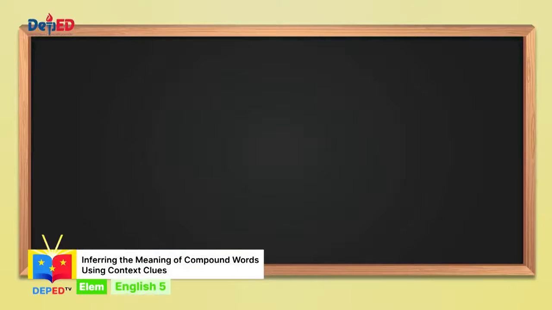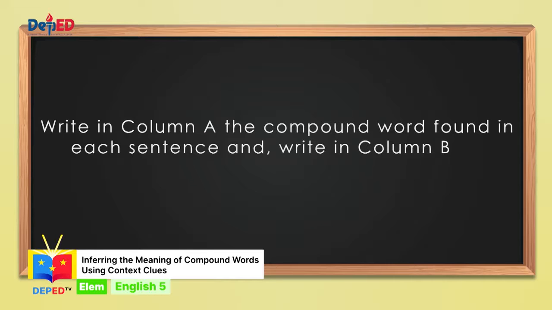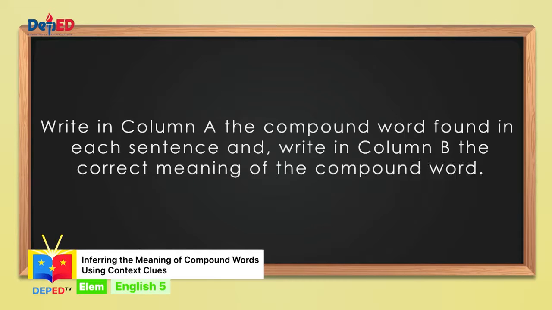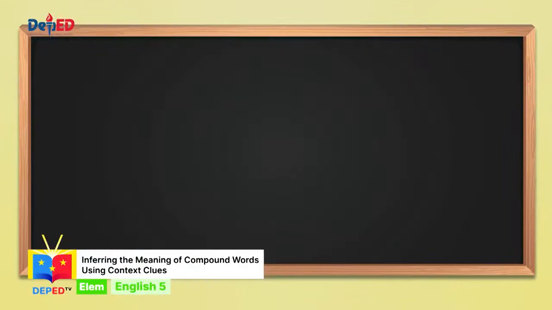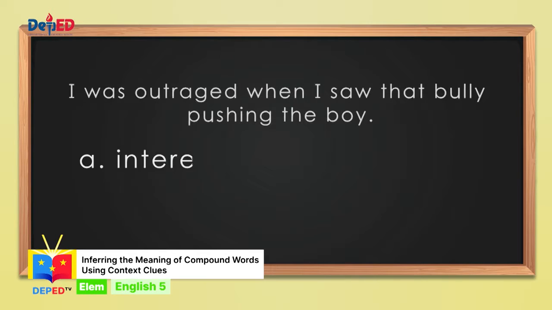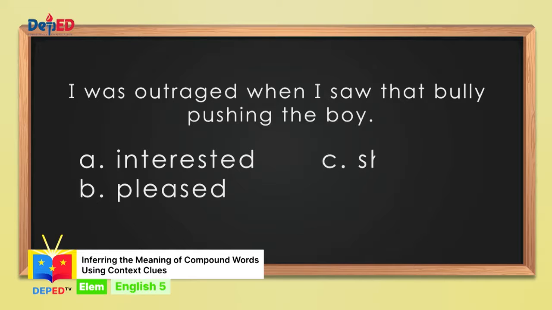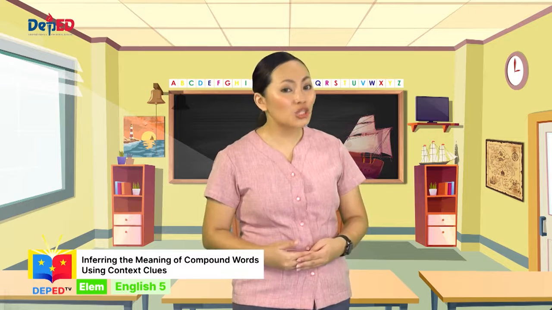Read the sentences carefully, then do the following. Write in column A the compound word found in each sentence, and write in column B the correct meaning of the compound word. Write your answers in your paper and let's begin. The first sentence is, I was outraged when I saw that bully pushing the boy. What is the compound word in that sentence? What do you think it means? Is it A, interested, B, pleased, C, shocked, D, angered? Write down your answers and we'll check them later.